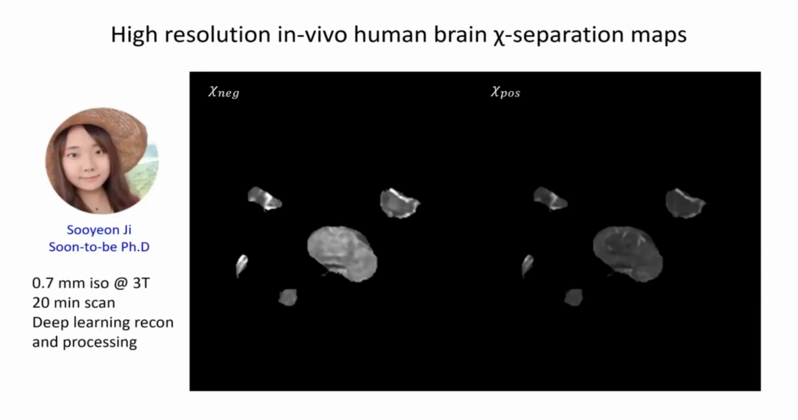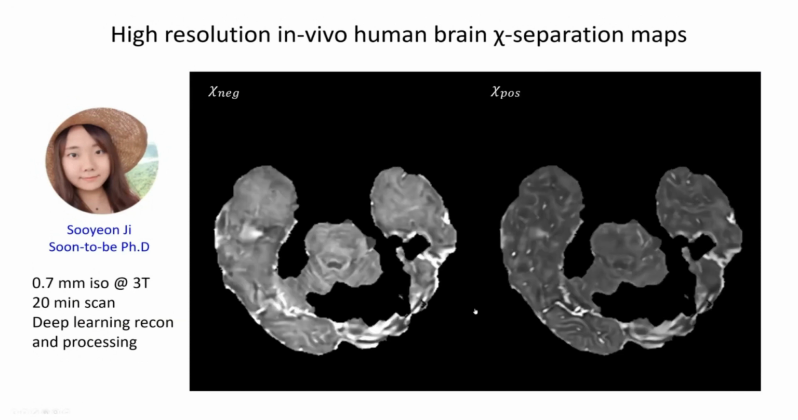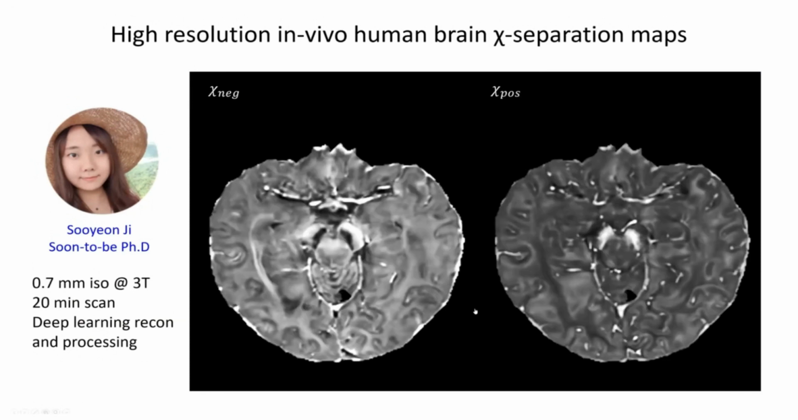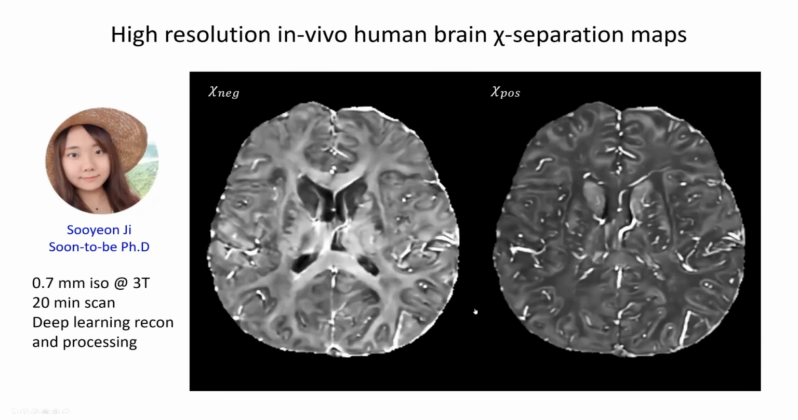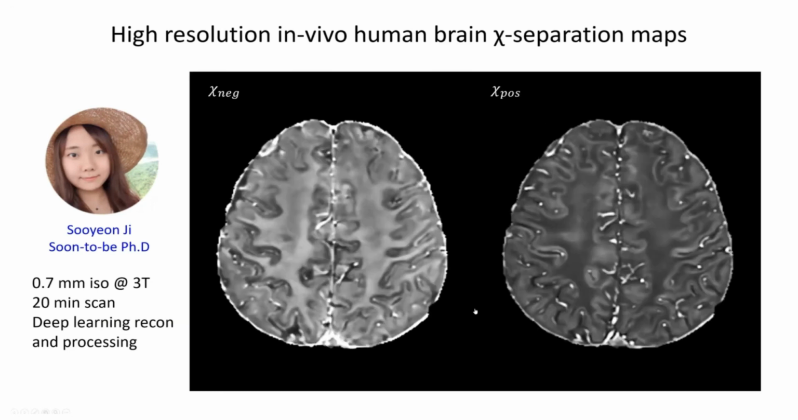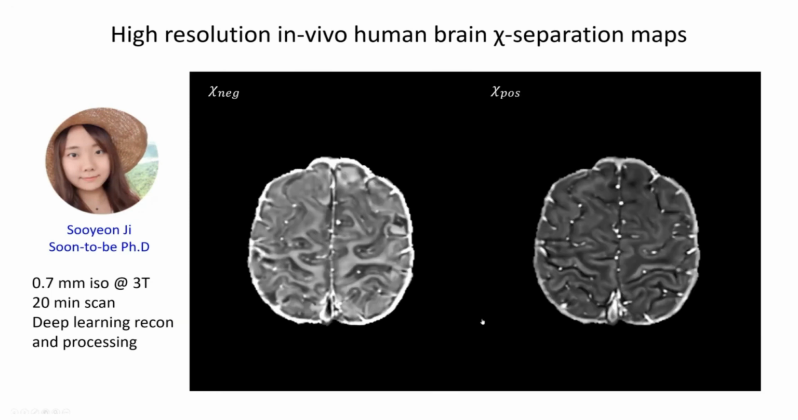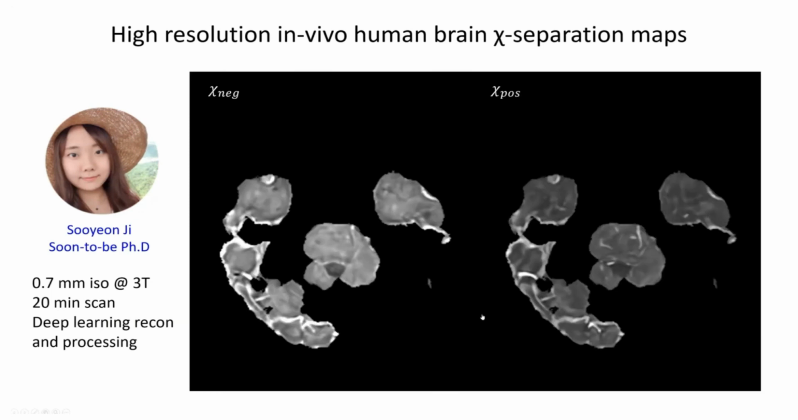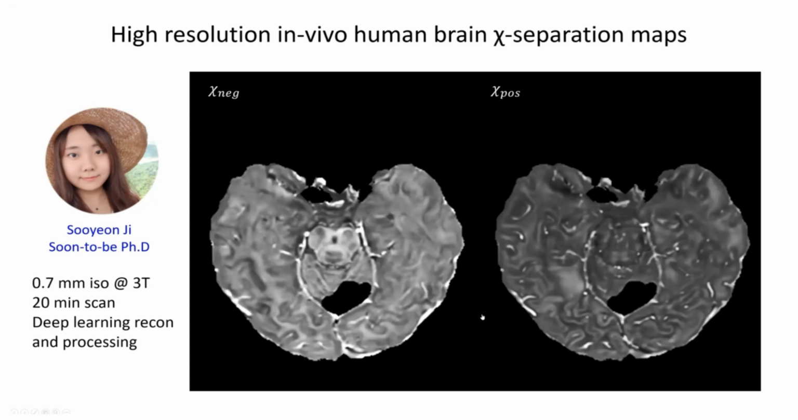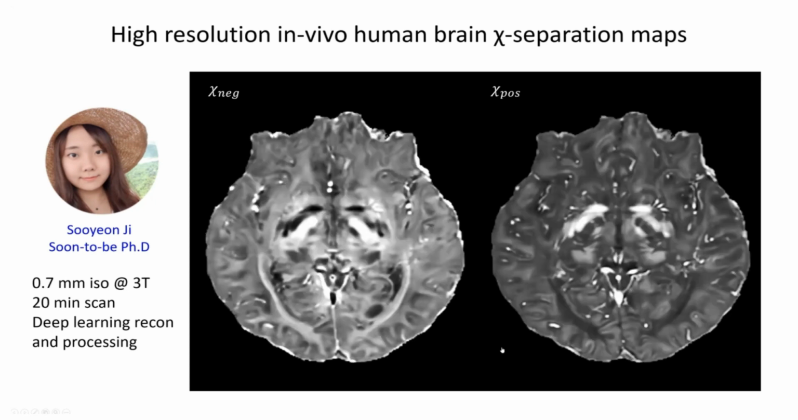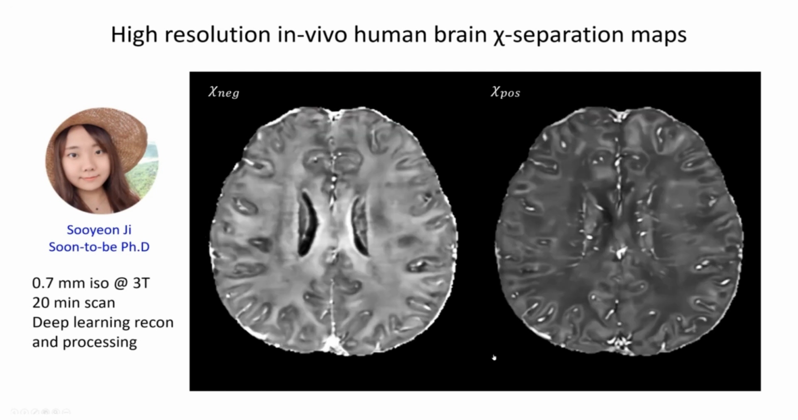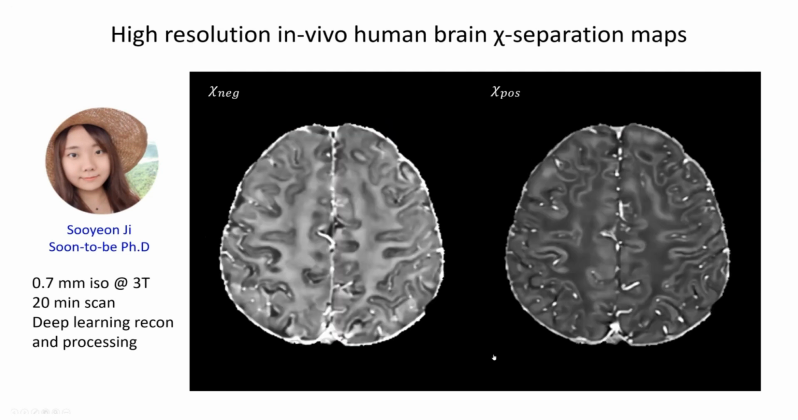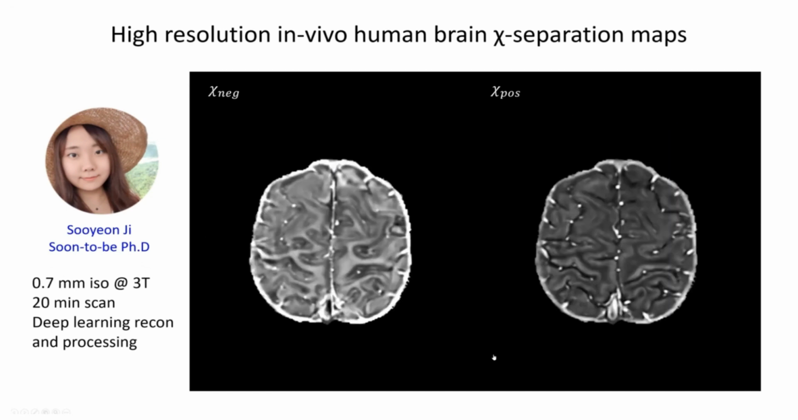And finally, this is the one where we acquired the data in 20 minutes on a subject at 3 Tesla. And this is the isotropic 0.7 millimeter resolution with deep learning reconstruction as well as deep learning processing that really gives you high quality chi separation results, both negative and positive maps. And I believe this map has a lot of potential for analyzing different parts of the brain at the same time, such as the substantia nigra and nigrosome areas.